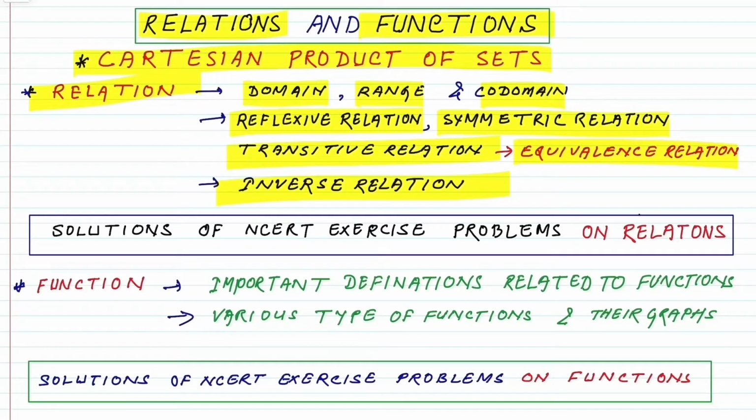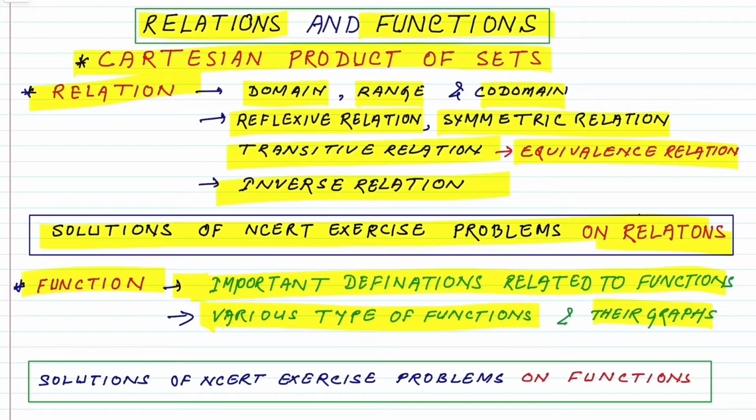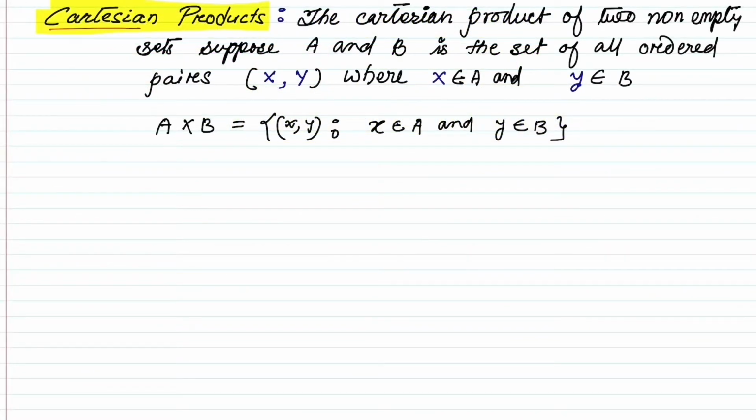Then after completing those topics, in the next video I'm going to show you how to solve the problems of NCERT textbooks related to relations. Then we're going to discuss functions, some important definitions related to functions, then various types of functions and their graphs. Then again I'm going to make other videos to solve the NCERT problems related to functions. So let's start. Let us discuss the Cartesian product.